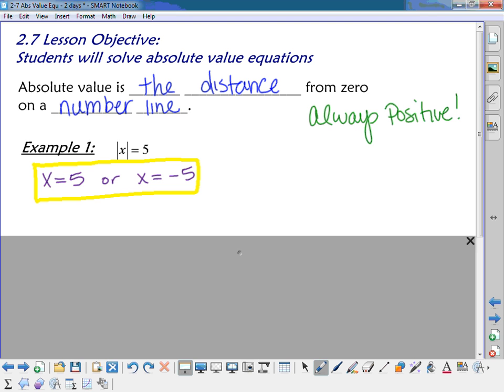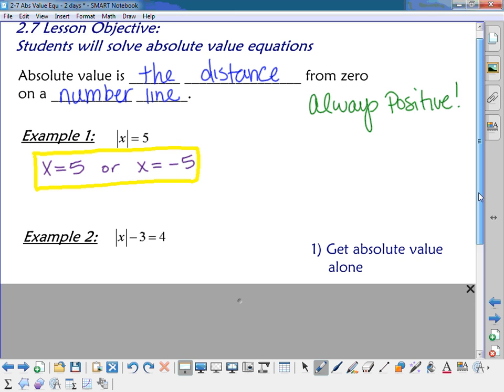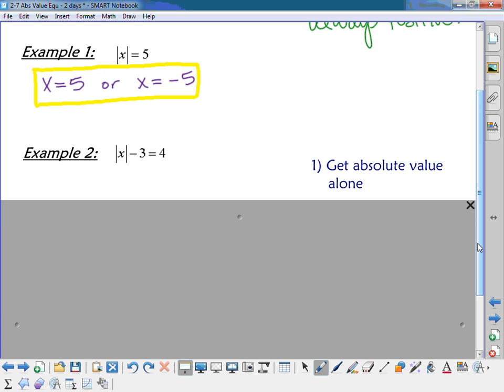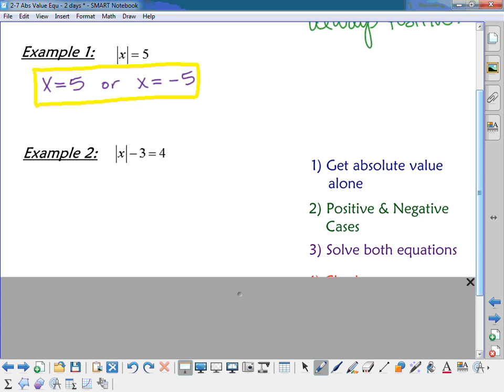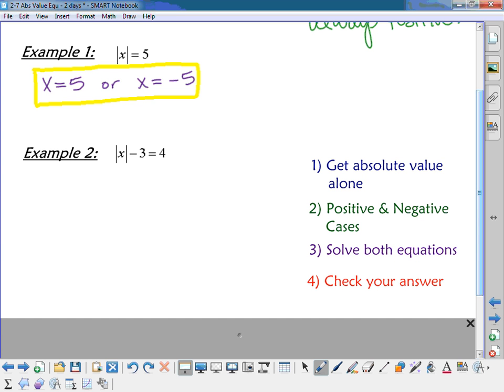All right, I have another example for your notes. In example 2, now for this one, we've got the absolute value of x, and then outside the absolute value bar is minus 3 equals 4. So the steps that you want to take is you want to get the absolute value expression alone, and then you write positive and negative cases. Then you solve both equations and check your answer. So for the first one, let me give you a chance to write that down.